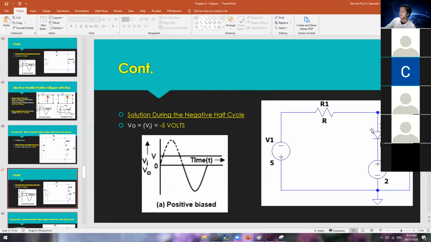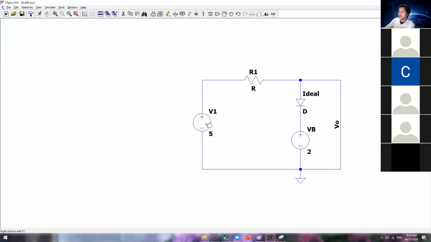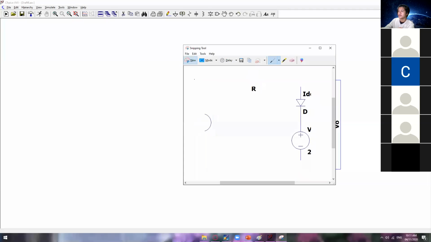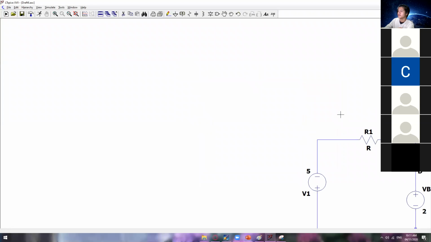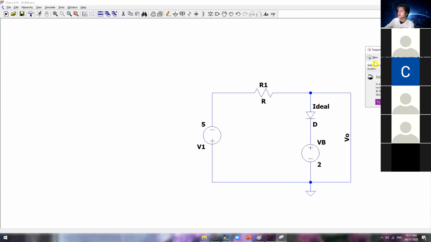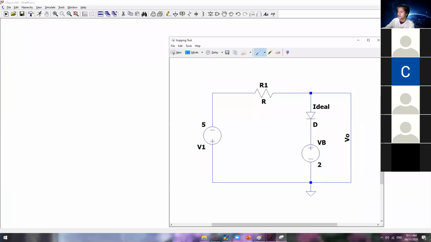And then during the negative half cycle, we have here, what is it again in RB? Negative half cycle, VB. Sorry for that one. Let me just fix this one so that you guys won't get confused upon looking on the graph.